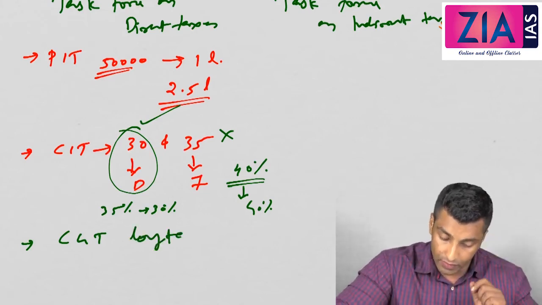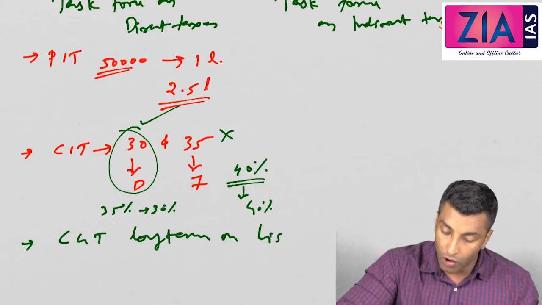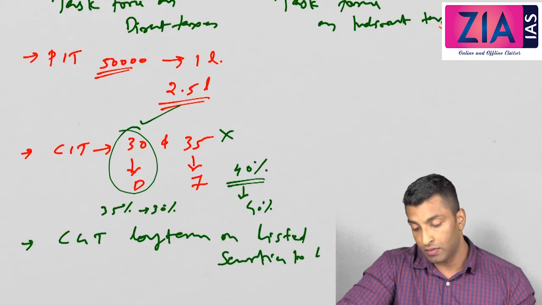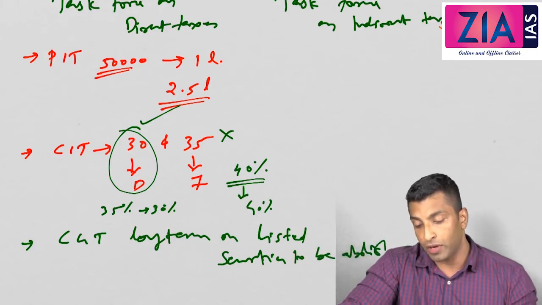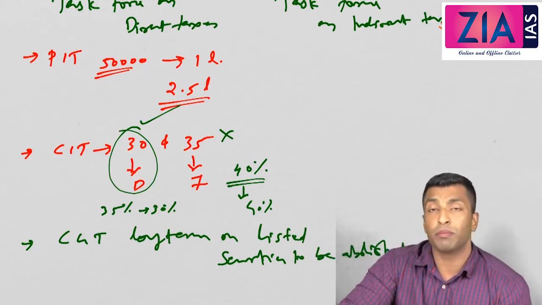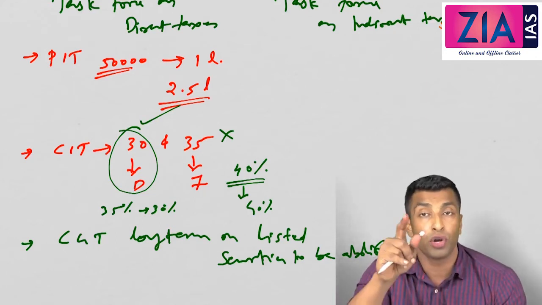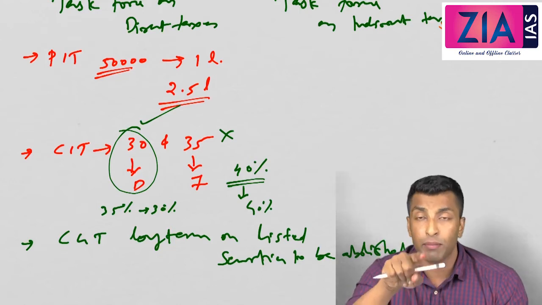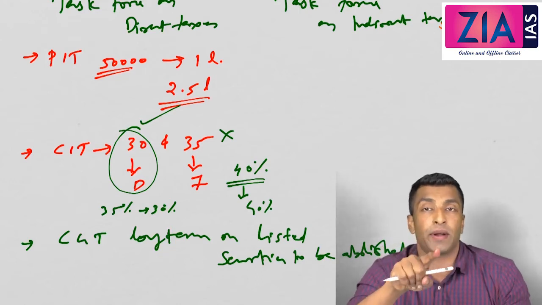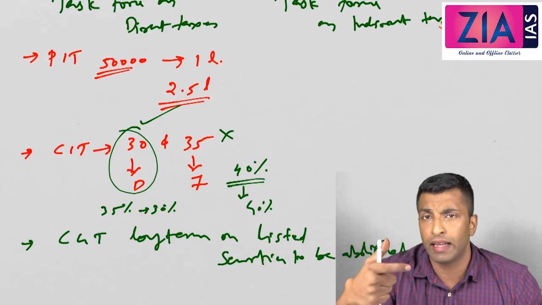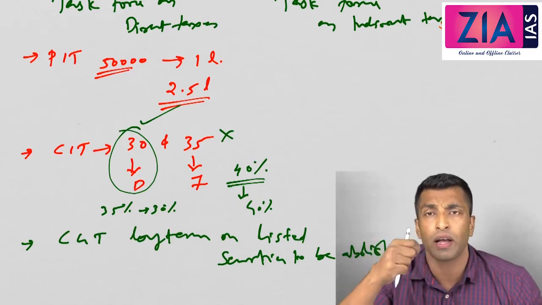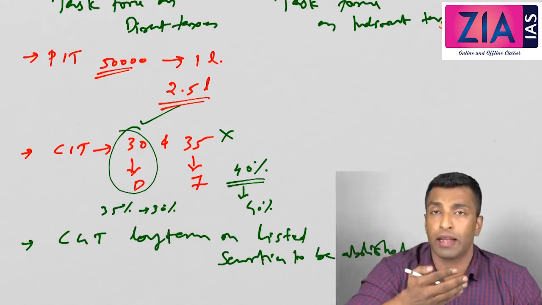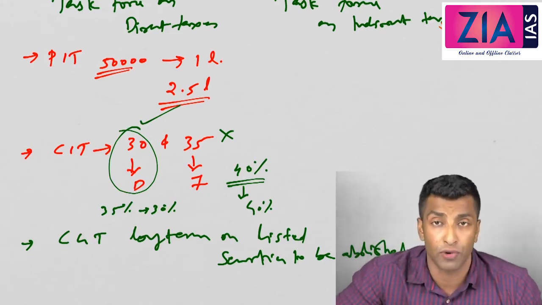Capital gains tax on long term listed securities to be abolished. Okay, so what does long term mean? In case of listed securities, I have told you, 1 year. So if you are investing in shares and you sell before 1 year, say in 6 months, there will be a capital gains tax which you have to pay. But if you sell after 1 year and gain something out of it, you don't have to pay any tax, because capital gains tax is actually abolished in case of long term.